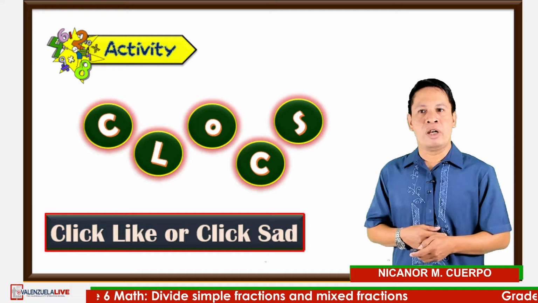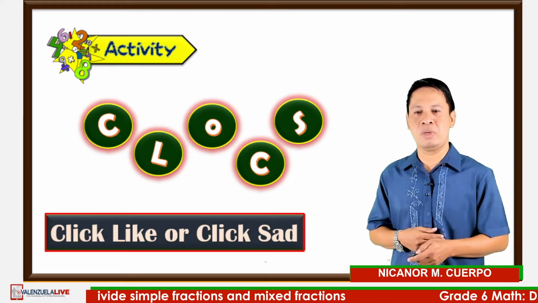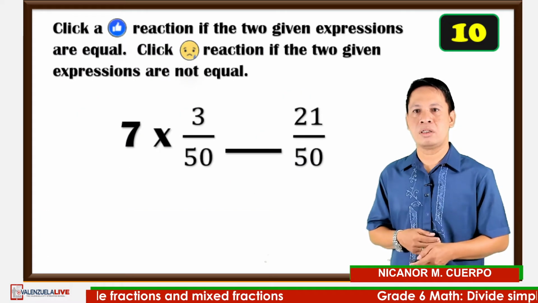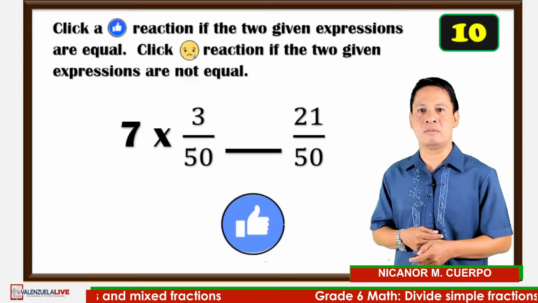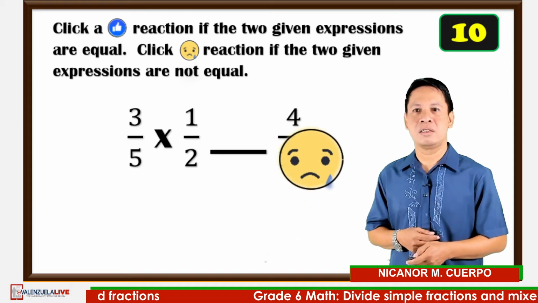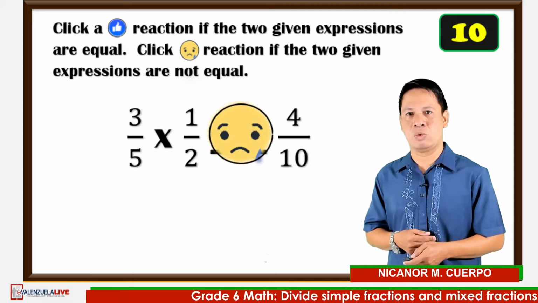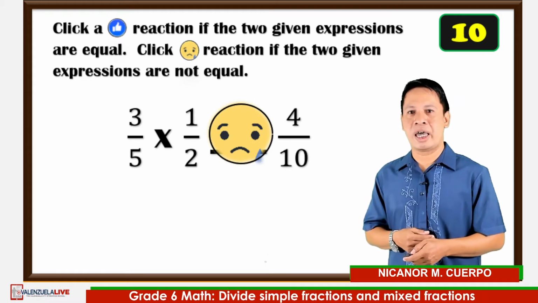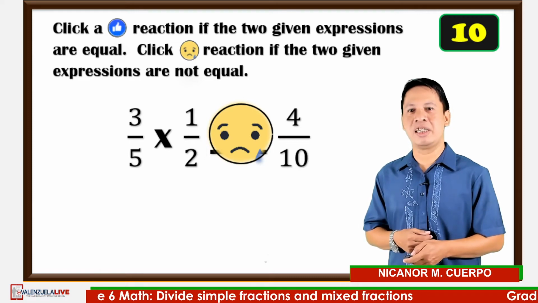So, let's have our first activity. It's called clocks, which means click like or click sad. Click a like reaction if the two given expressions are equal, or click a sad reaction if the two given expressions are not equal. I will be giving you 10 seconds to send your reaction in our FB Live page. So, are you ready? Let's begin.